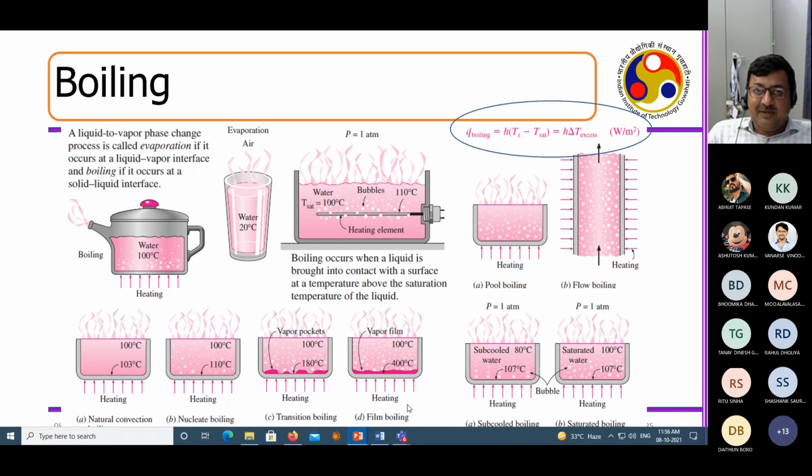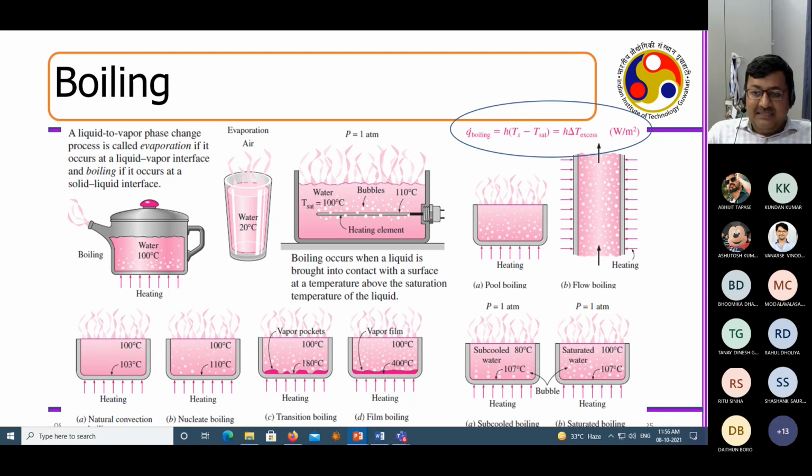So what are the three types of condensation? One is dropwise condensation, one is film-wise condensation, and the third is mixed condensation. What are the different types of boiling? Nucleate boiling, film boiling, and transition boiling. Now beyond this, if you start heating, what will happen? From these films only there will be bubble ejection, right?